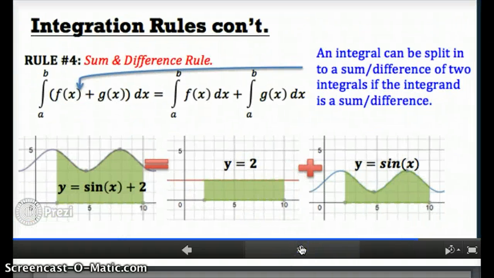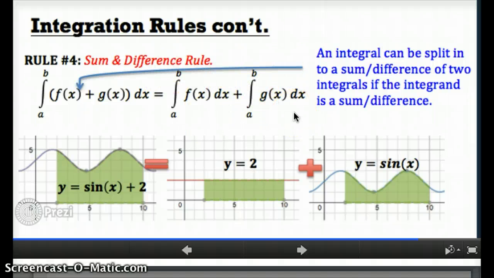Okay, there are 2 more rules that we'll talk about, and we're going to talk about them in a little more depth. The first one is the sum and difference rule. The sum and difference rule says that if the function that you're integrating inside of the integral, and the whole thing has to be multiplied times dx, if the function itself is really a sum of 2 different functions, in other words, if you can think of it as something plus something else, then you're welcome to rewrite the whole integral as 2 integrals added together.